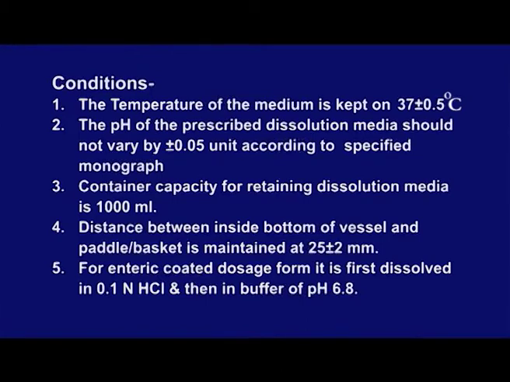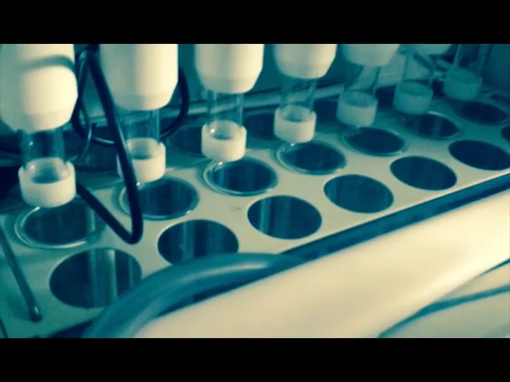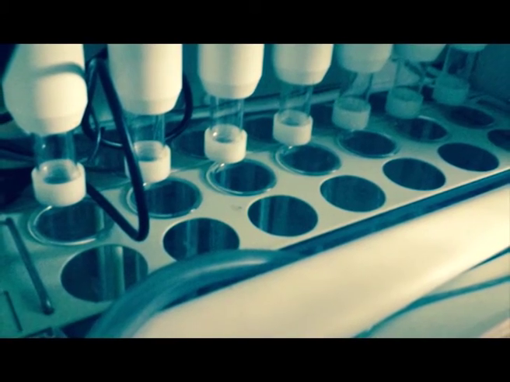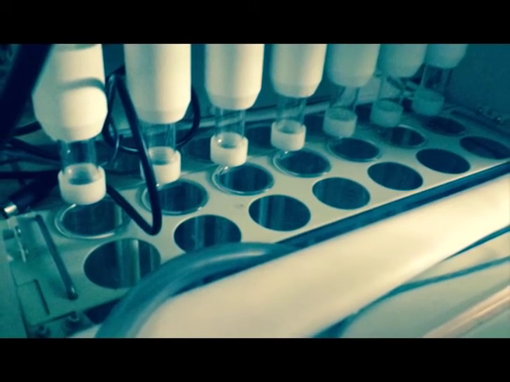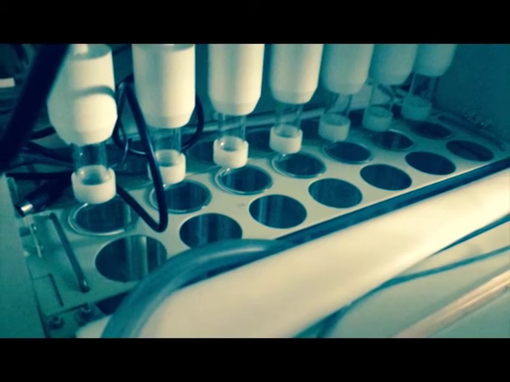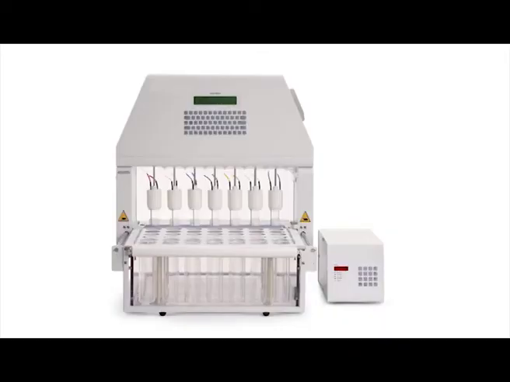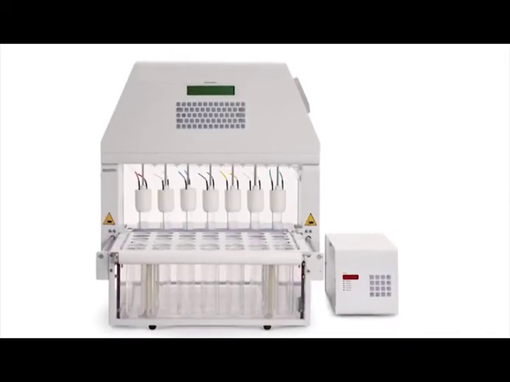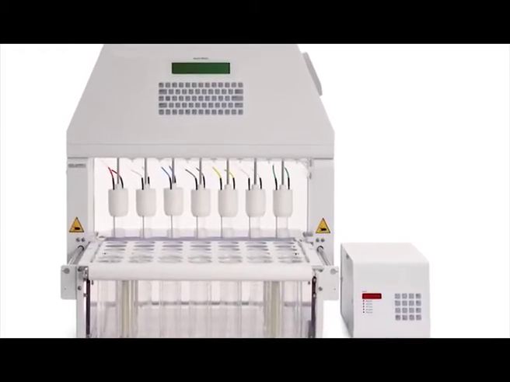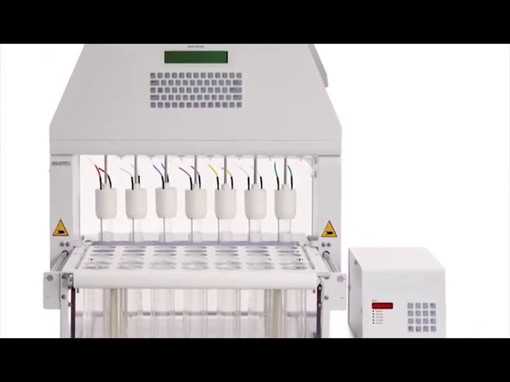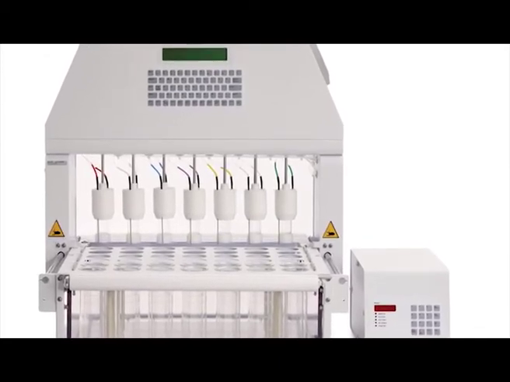Apparatus 3, that is reciprocating cylinder. The assembly consists of a set of glass reciprocating cylinders, flat bottomed glass vessels having stainless steel fittings, type 316 or equivalent, and screens that are made of suitable non-sorbing and non-reactive material, that is polypropylene, and that are designed to fit the tops and bottoms of the reciprocating cylinders, and the motor and drive assembly to reciprocate the cylinder vertically inside the vessel.